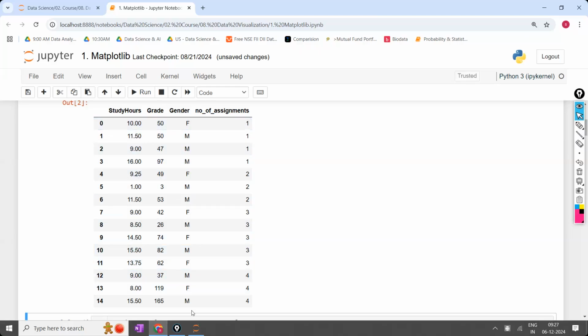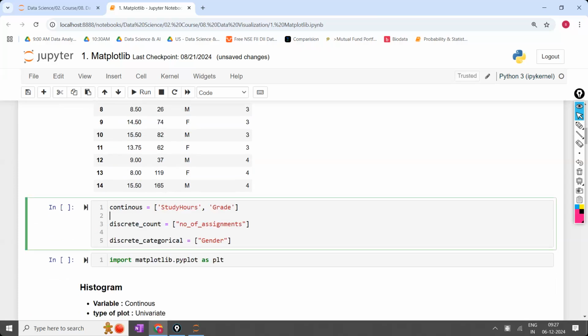Next, gender is categorical. Clearly it is in text format, so it is a categorical variable. Number of assignments is a count variable because here we can't get values like 1.1, 1.2. Decimal values are never possible in this particular column. First I'm going to separate the continuous variables, and along with that the count variables and categorical variables. For discrete variables we have different types of plots, and for continuous variables we have different kinds of plots.